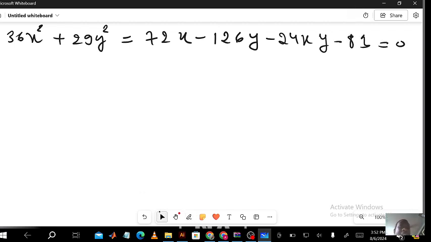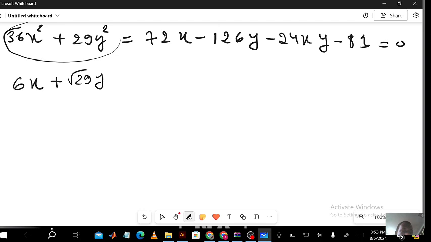Now as we saw in the previous video, this one can be brought to 6x plus... Now this one, what can I bring it to? I can bring it to the square root of 29y. Why? Because if I bring it to the square root of 29y and I put it in square.